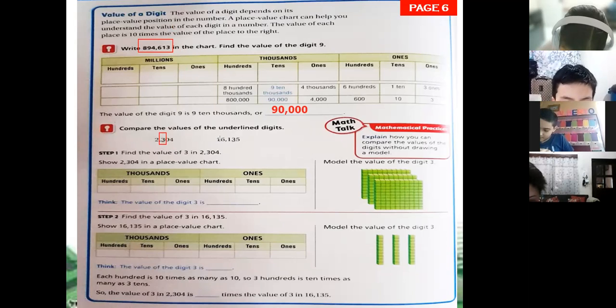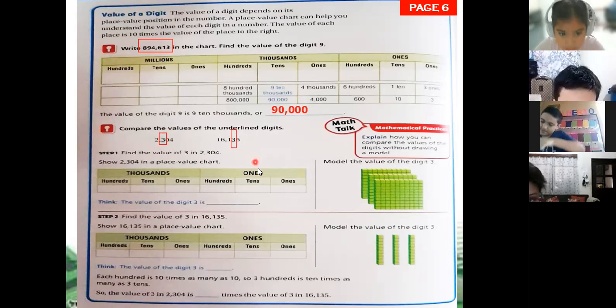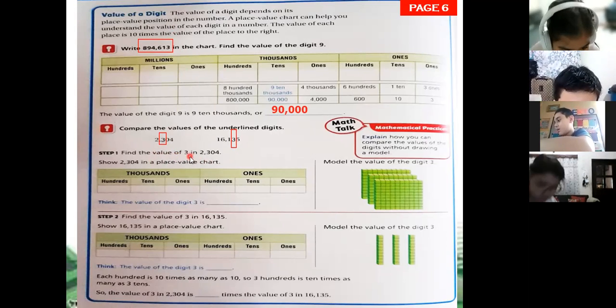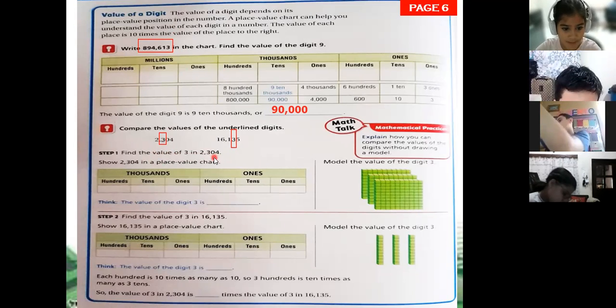and in 16,135, it's number 3, right? The one that is underlined. Thank you, Khalid. Now we're going to find first all of the steps. Find the value of 3 in 2,304.